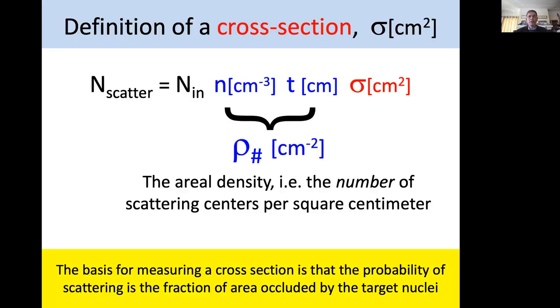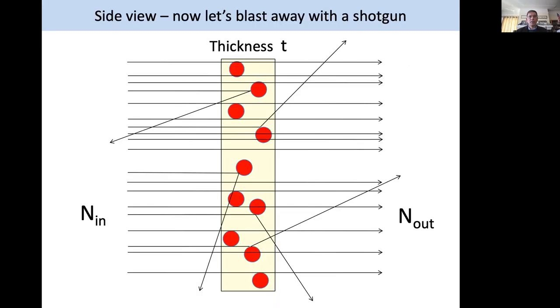Let's see. I actually did this in the next slide, but we developed the notion of a cross-section, which has units of area. The simplest way experimental physicists measure a total cross-section is what's called a transmission experiment, where you have a certain flux of particles in, and you measure the flux of beam particles which are undeflected going out.